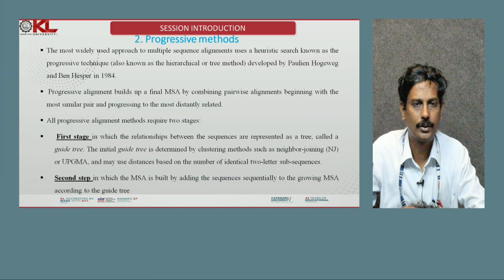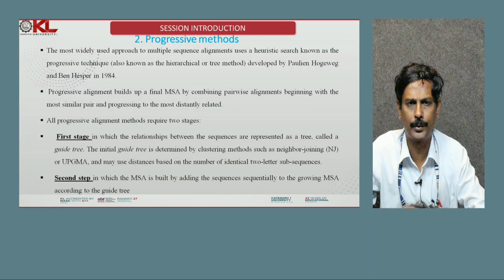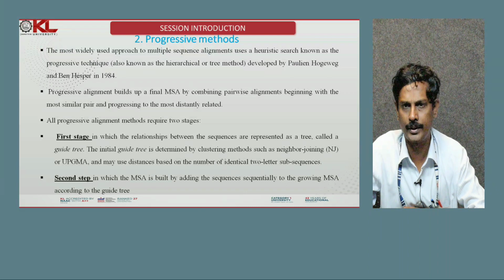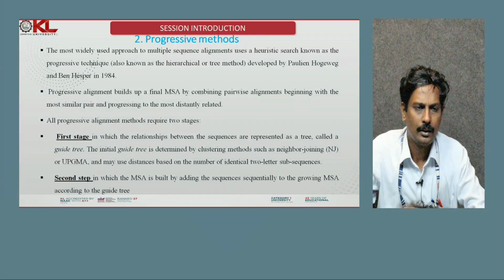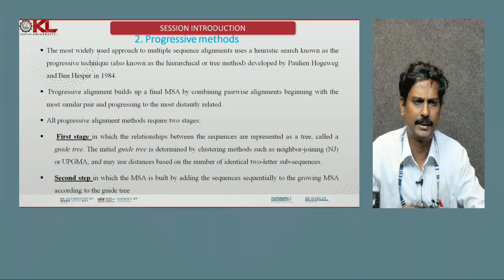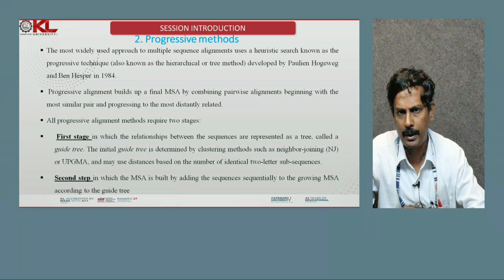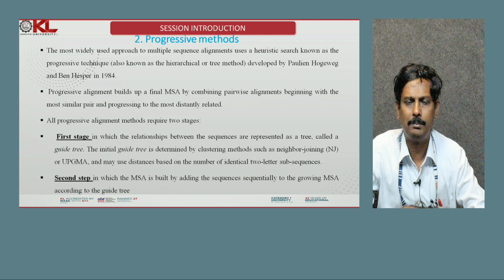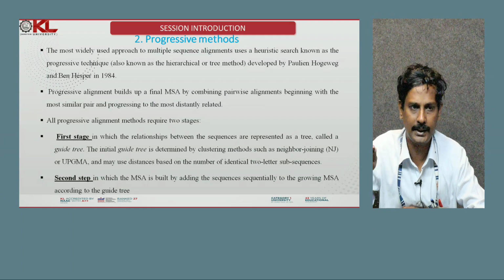Then the extension of the heuristic method is the progressive method. This method approaches multiple sequence alignment using a heuristic search known as progressive alignment. Most researchers use FASTA and BLAST. This is the extended version of heuristic methods. Progressive alignment builds up a final multiple sequence alignment by combining pairwise alignments, beginning with the most similar pair and progressing to the most distantly related.